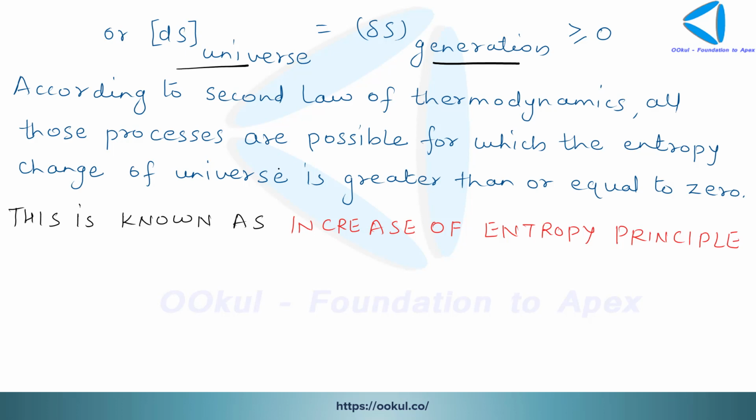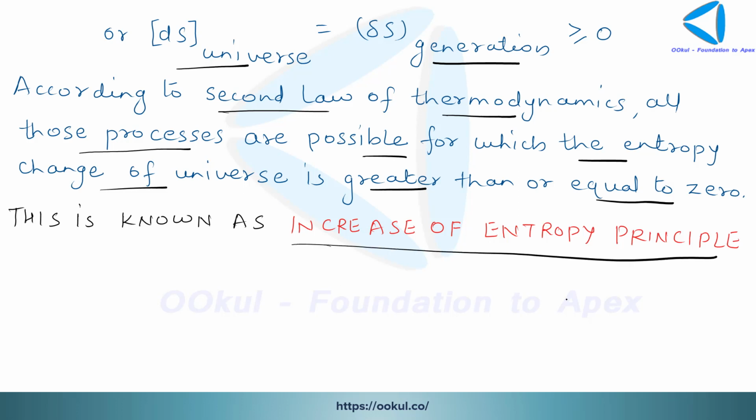Now comes the role of the second law of thermodynamics. It says that all those processes are possible for which the entropy change of the universe is greater than or equal to 0. Those processes are not possible for which the entropy change of the universe is less than 0, but those processes are always possible for which it is either equal to 0 or greater than 0. This principle is known as the increase of entropy principle.